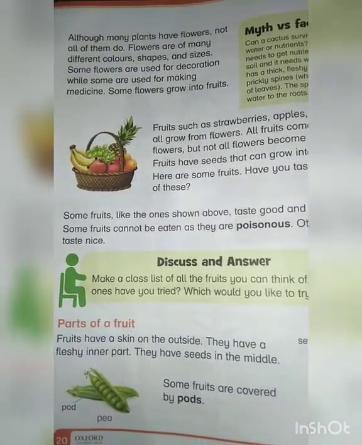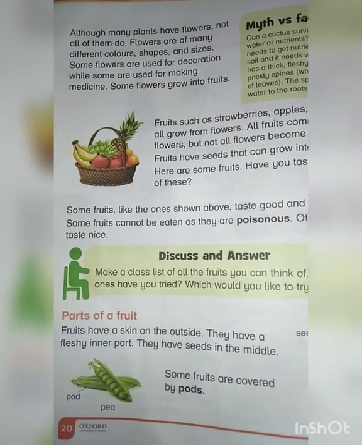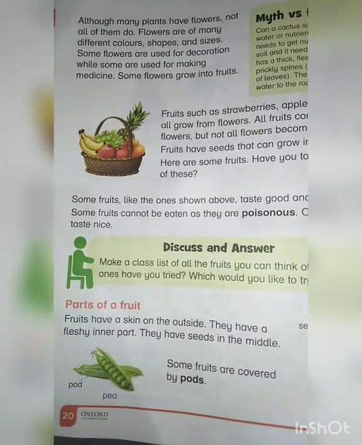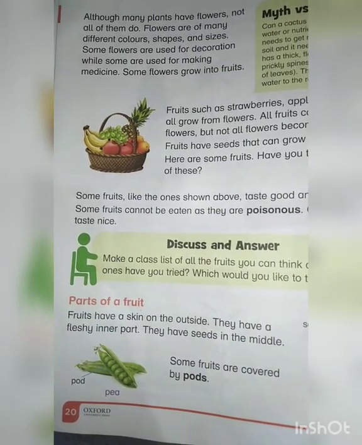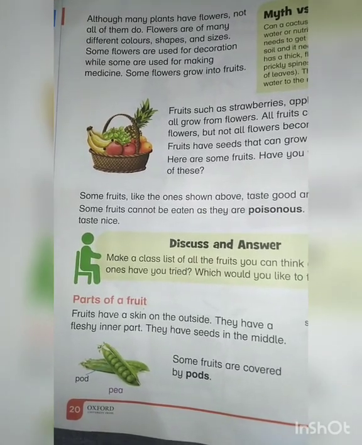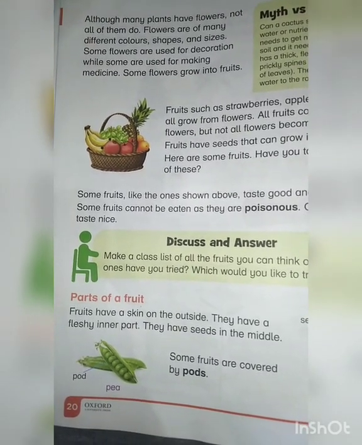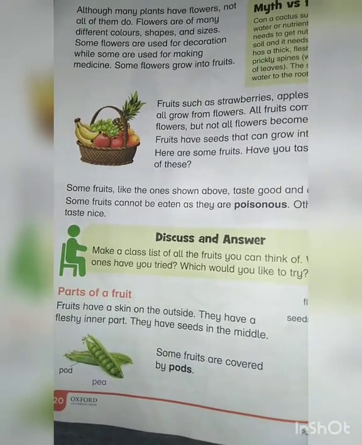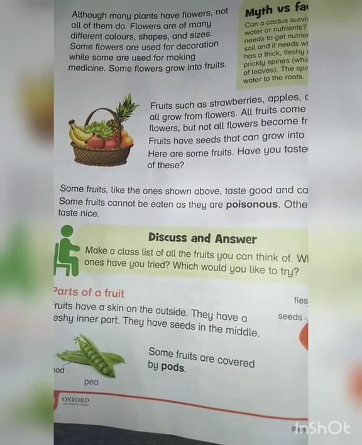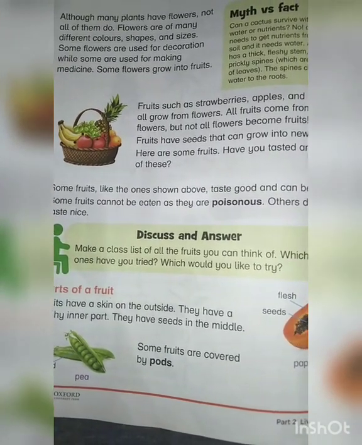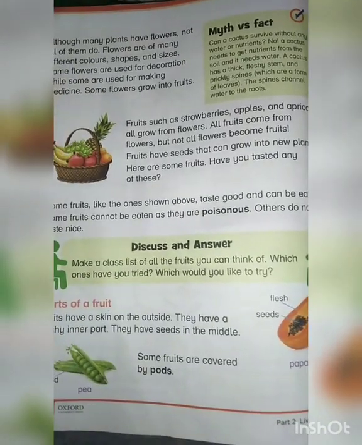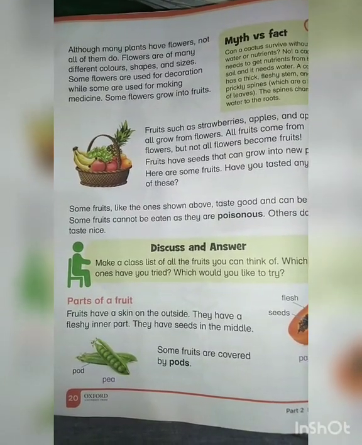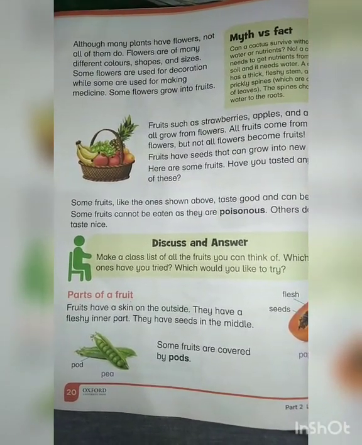Okay, next topic is the parts of fruit. Fruits have a skin on the outside that we used to peel off. They have a fleshy inner part. They have seeds in the middle. Some fruits are covered by pods. Pod is a vessel of seeds in which the seeds are present. Okay students, pod is basically a vessel inside a fruit where seeds are present. Okay students, as in the papaya you can see in the picture that there is a middle vessel and seeds are present in that vessel.